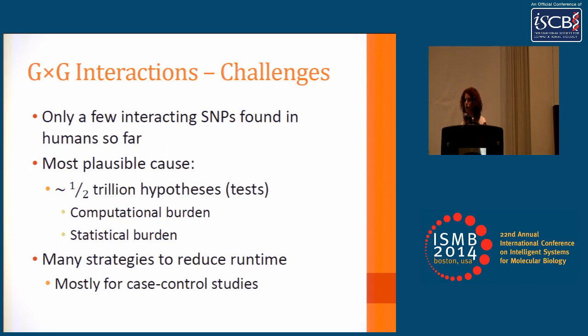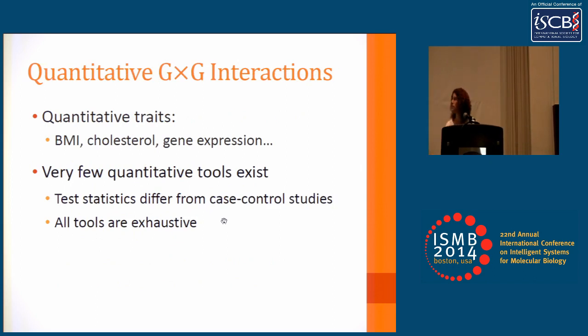And there are quite a few strategies to reduce that runtime problem. But most of these strategies are specifically targeted at case control studies. If, however, the trait that you're looking at is quantitative, like BMI, cholesterol levels, gene expression, like in the previous talk that we just heard, then there are really not that many options for tools that you can apply. And all of the existing tools are exhaustive. They test each pair of SNPs separately. And we'll get to that later, why that might be a problem.